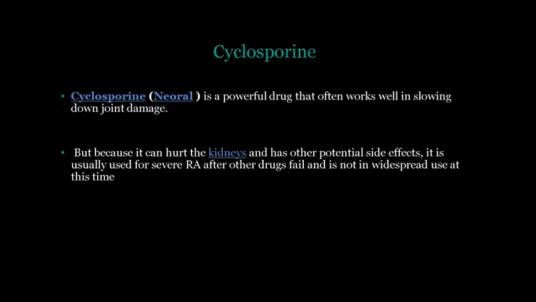Another medication that is used for inflammatory arthritis or rheumatoid is cyclosporine. It's a powerful drug that often works well in slowing down joint damage. Because it can hurt the kidneys and has other potential side effects, it's usually used for severe rheumatoid arthritis when other drugs fail and is not widespread at this time.